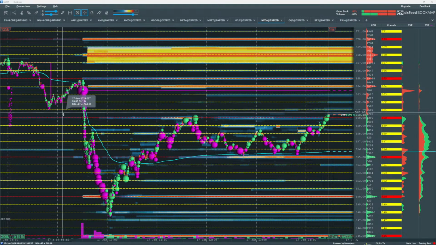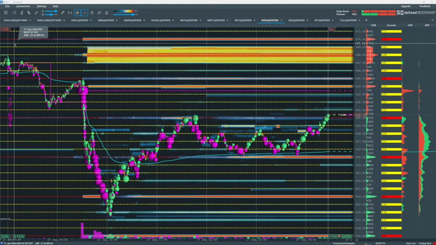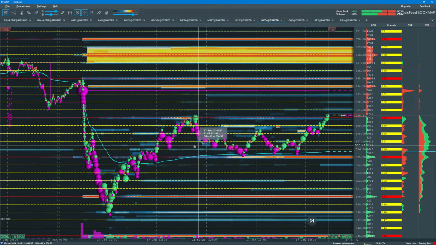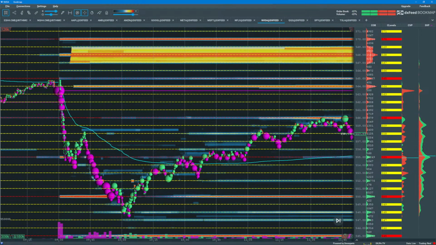We can zoom in on this a little bit. Again, there's the reversal, 547.50. Aggressive sellers on the way down, aggressive buyers start to come in. Let's see what options traders are doing.